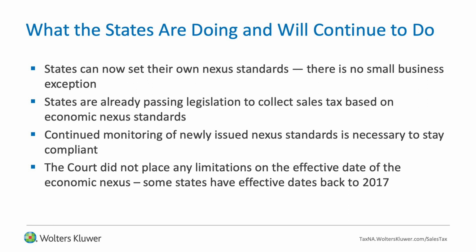States are already passing legislation to collect sales tax based on economic Nexus standards. So a majority of the states have passed legislation for that. They're continuing to monitor newly issued Nexus standards to make sure that they stay compliant so their new Nexus rules don't get thrown out. The court did not place any limitations on the effective date of economic Nexus. So some states have Nexus dates that go back to 2017. So it's important to understand what the effective date is, as I mentioned earlier.